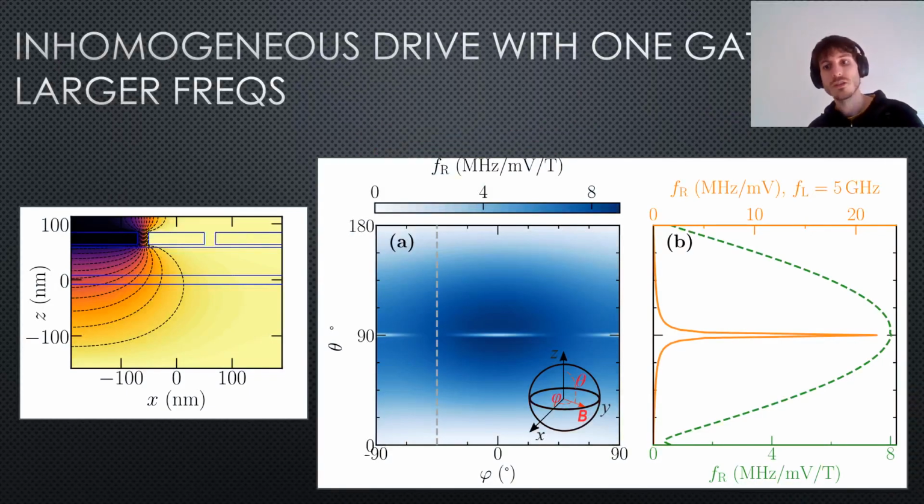So, we also checked the possibility of driving with a nearby gate, just with one of them, and we found that you can optimize the Rabi frequency. You can enlarge them by a factor of 3, 4 by just driving with this gate, but then the Rabi pattern, let's say, as a function of magnetic field is a bit different. Anyways, it's the optimal way.